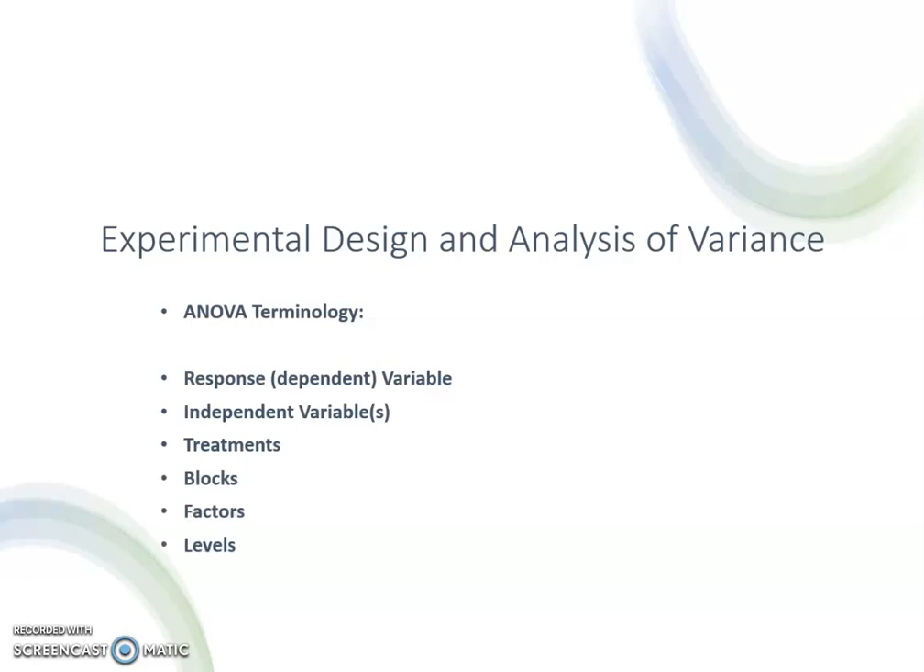The Anova terminology is a response or dependent variable, and this can be only one, cannot be multiple. Independent variable, and this can be one or more, so it can be one independent variable or two or several independent variables. There is something called treatments. There is something called factors and levels.